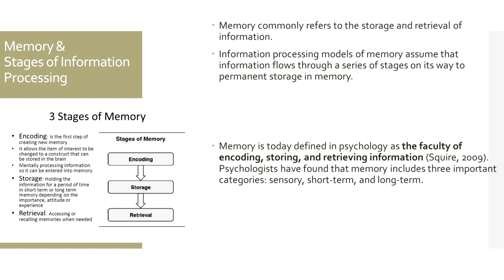Memory is today defined in psychology as the faculty of encoding, storing, and retrieving information. So that is the definition of memory in psychology. For psychologists, they have found out that memory includes three important categories. These are sensory memory, short-term memory, and long-term memory. Let's discuss that later. Okay?